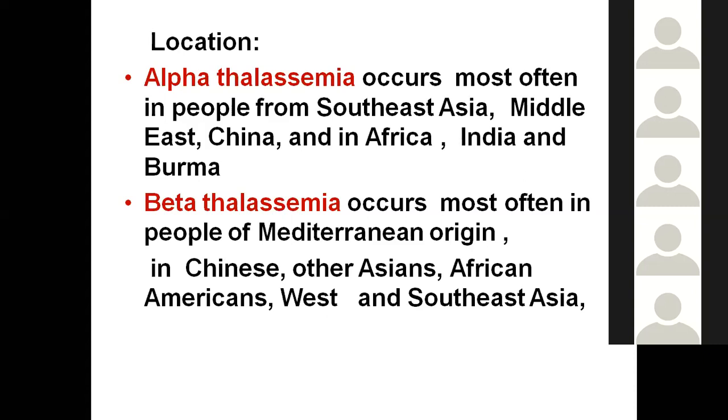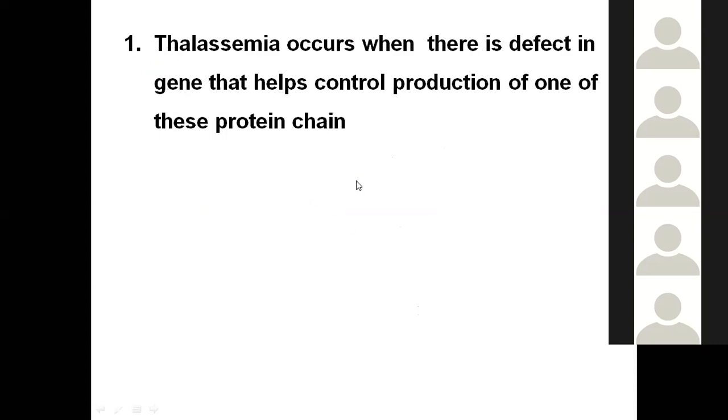Now the location of thalassemia. Alpha thalassemia is most often in people from Southeast Asia, Middle East, China, Africa, India, and Burma. And usually people of African descent do have alpha thalassemia. Then beta thalassemia occurs most often in people of Mediterranean origin, in Chinese, other Asians, African Americans, and West and Southeast Asia. That was the location.